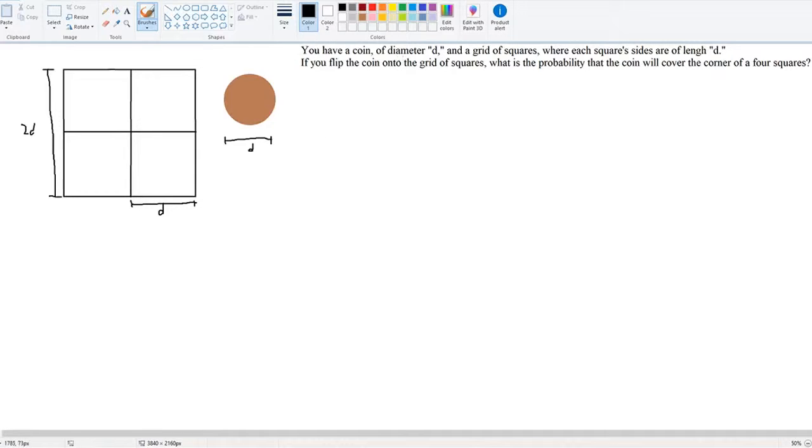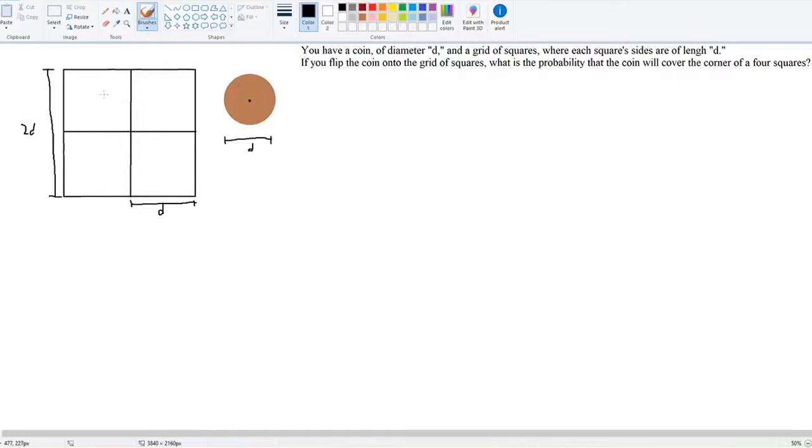So you have a coin, and its diameter is d, and a grid of squares where each square's sides are of length d, like so. If you flip the coin onto the grid of squares, what is the probability that the coin will cover one of these vertices, one of these crosses of two lines, or the meeting point of four squares?